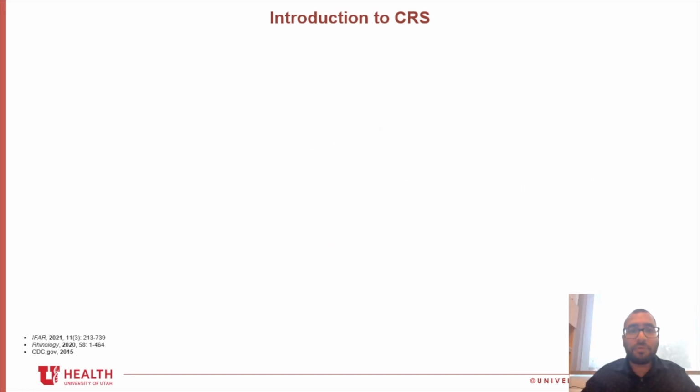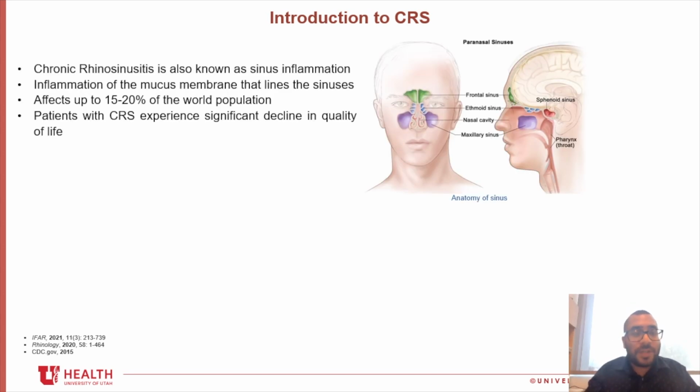So let me first introduce to you what chronic rhinosinusitis is. And from now on, I'll refer to chronic rhinosinusitis as CRS. So CRS is a debilitating inflammatory disorder of the sinonasal mucosa, or in other words, it's inflammation that happens in the sinuses. It affects up to 15 to 20% of the world population, and the patients who suffer from CRS experience a significant decline in their quality of life.